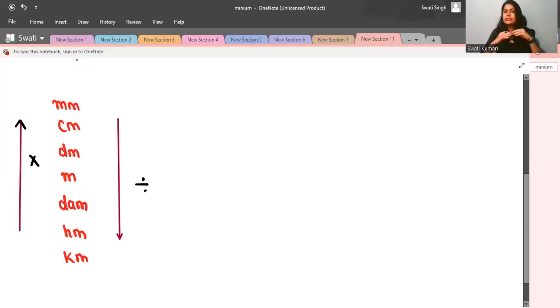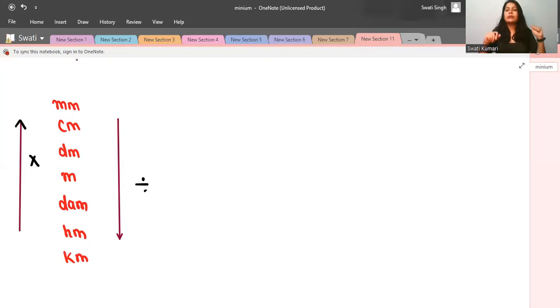Now the question is, by what number should we divide, and by what number should we multiply? Let us understand what the number is. The number is 10. The difference between two consecutive units here is 10. For example, the difference between millimeter and centimeter is 10, centimeter and decimeter is 10, decimeter and meter is 10. So every time, between two consecutive units, the difference will be 10 only. All right.